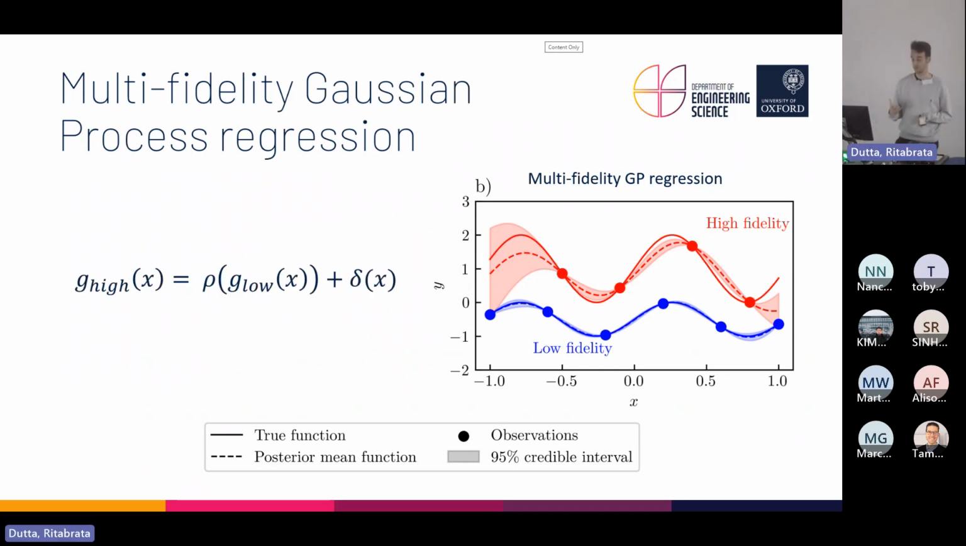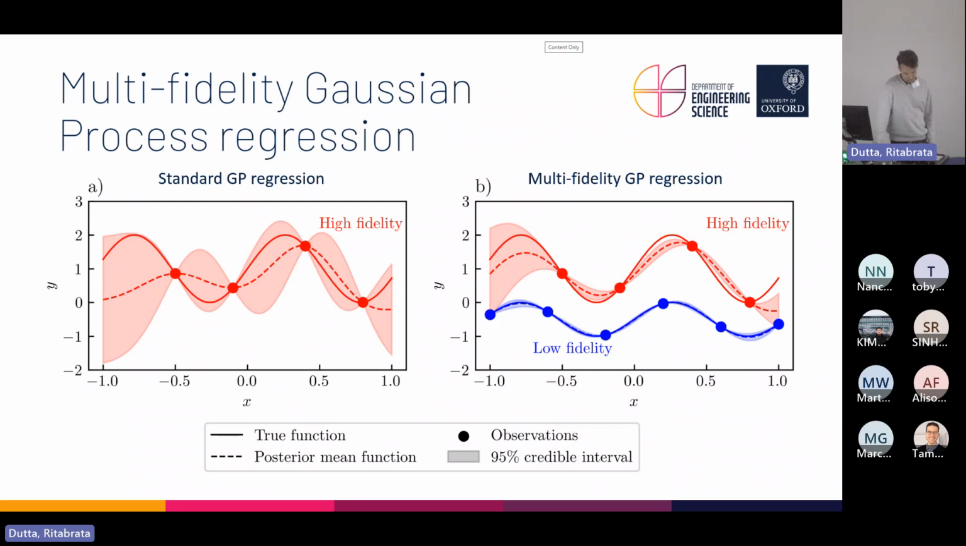So the information fusion algorithm works by firstly building a model of the low fidelity function, G-low, and then the output of this Gaussian process is then the input to another Gaussian process, rho, which models the relationship between the low and the high fidelity functions. And then delta is a Gaussian process modeling the residual as well.